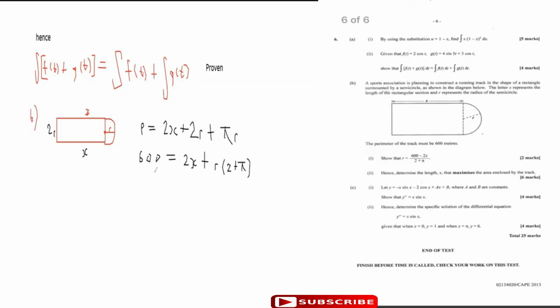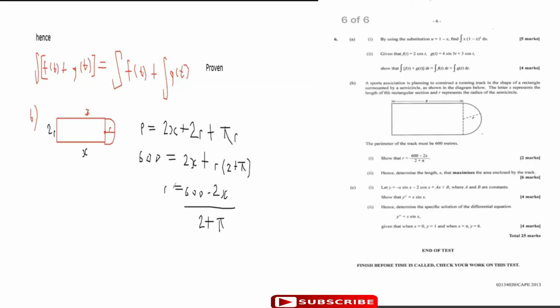Now you can subtract 2x from both sides and divide by 2 plus pi to get that r will be equal to 600 minus 2x, divided by 2 plus pi. That is r. Nice and easy. So proven. Now let's look at the next part of the question.